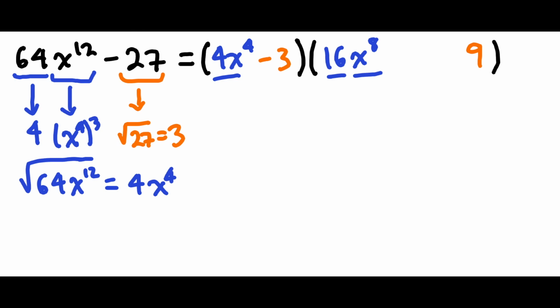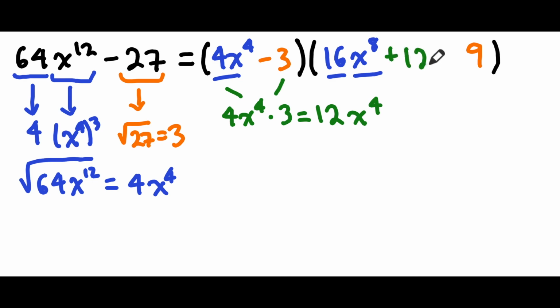Finally, we know that the middle term will be the product of the two cube roots. So what we can do here underneath is just find the product of the two cube roots here. So we have 4x to the power of 4 multiplied by 3. So this simplifies to 12x to the power of 4. So that means that we will be adding the product of the two cube roots. So this gives us 12x to the power of 4. And of course, let's not forget the positive sign in front of the 9. So here is our factored expression.